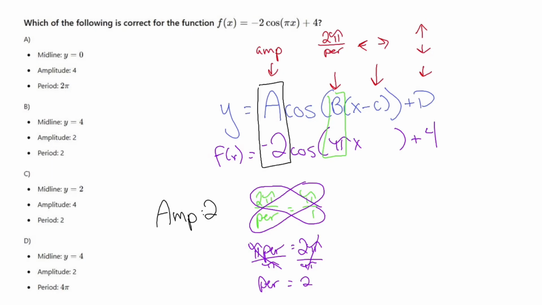Okay? We're not moving left or right at all. And then now we can also say that since this is plus 4, this is a vertical translation of 4. What this also means is if we move this up 4, that D is my midline. So my midline is going to be the equation y equals 4. So amplitude of 2, period of 2, midline of y equals 4, we are going to get B, baby. That's how you do it.